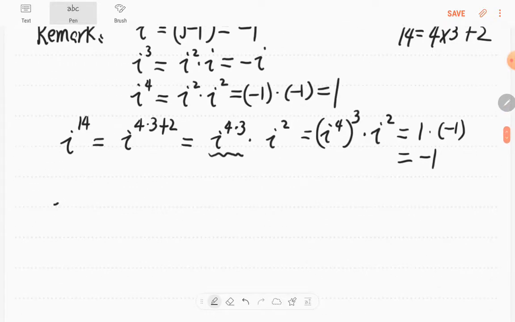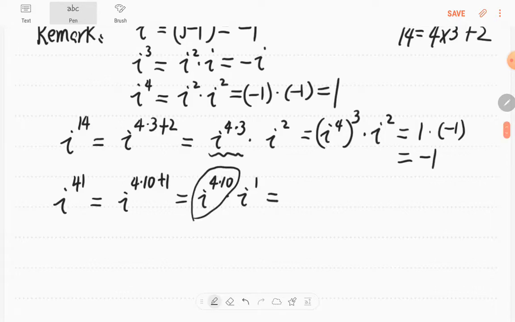If you have, for example, I to the 41, 41 can be written as 4 times 10 plus 1, so it means I to the 4 times 10 times I to the 1. This term is I to the 4, then to the 10, so it's equal to 1 times I. So this is I. Now take I to the 37. 37 divided by 4 equals 9 plus 1, and the remainder is 1, so it's equal to I to the remainder, which is I. So this is the basic calculation for powers of I.